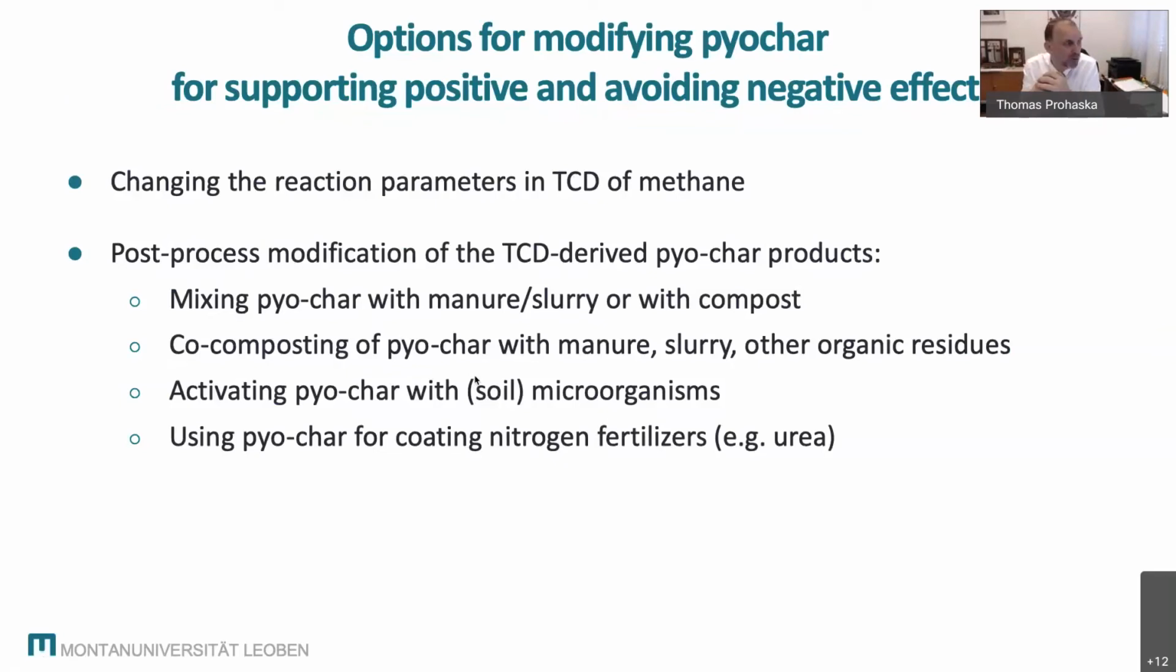But we can also do some post-processing, like simply mixing the carbon with manure, as indicated before, to get the nutrients out of the manure, but also considering the large amount of manure which is produced in intensive agricultural processing, like animal farms or similar. The biochar itself can be activated with microorganisms, and we can also coat fertilizers like urea with this carbon, which leads to a release of the fertilizers in specific time zones.